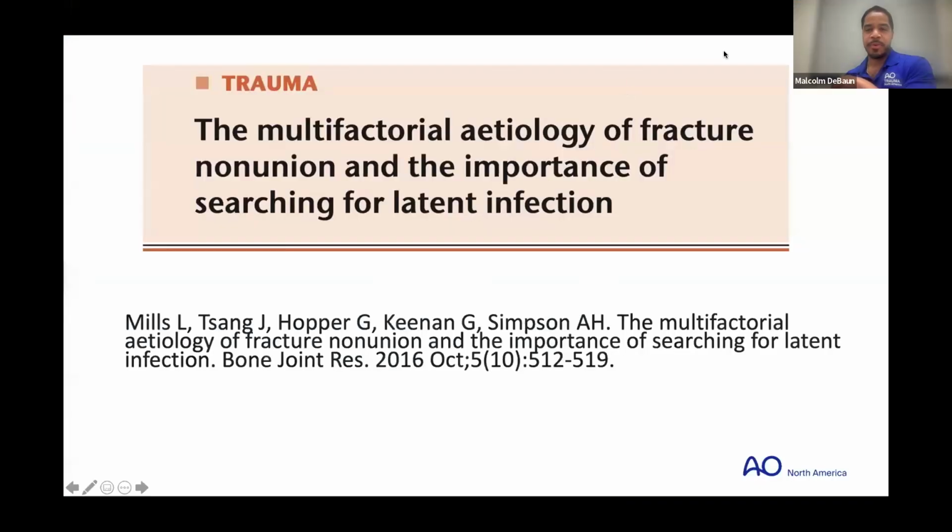So we're going to talk about a paper out of the UK. It's a multifactorial etiology of fracture non-union and the importance of searching for latent infection. And just a few slides here to run through the paper.